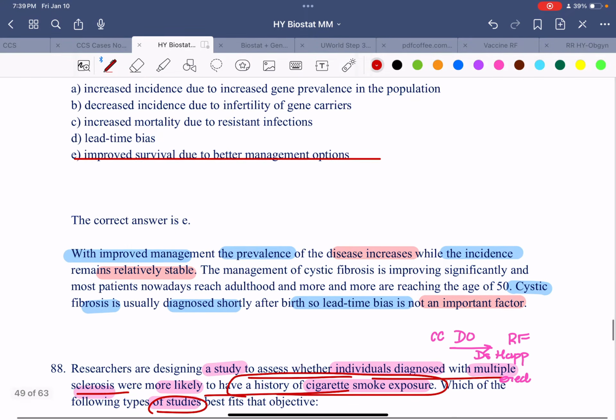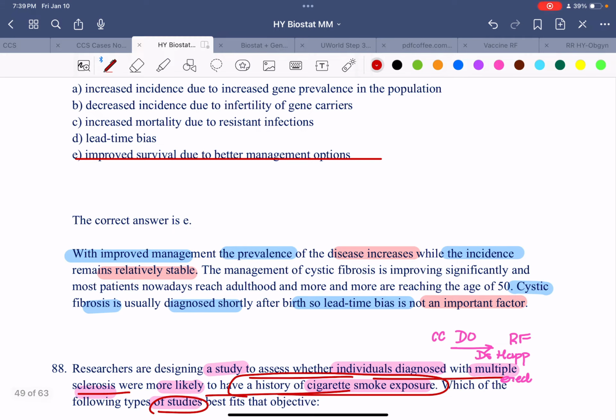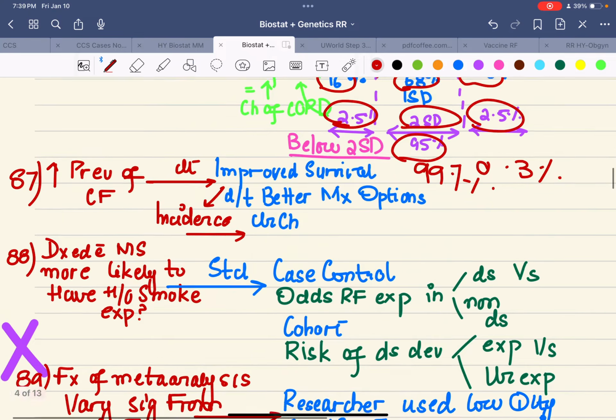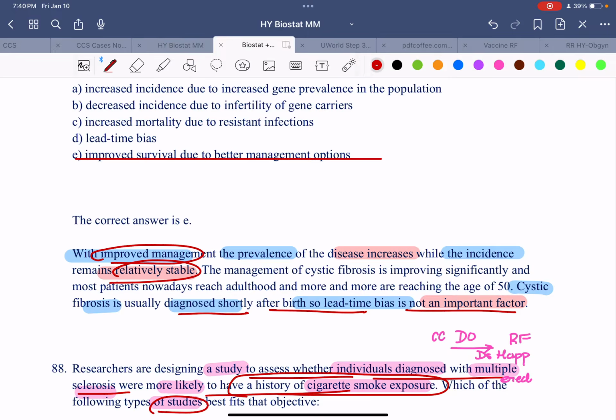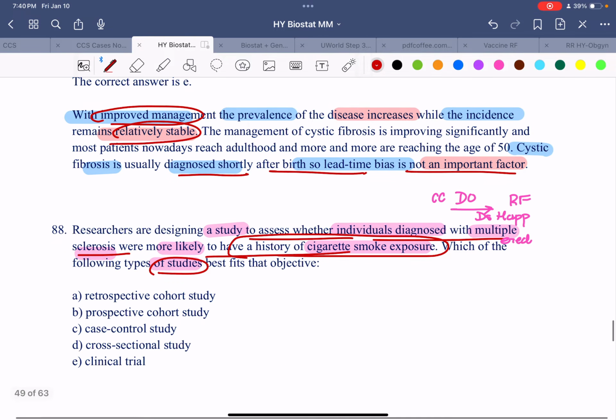You know that cystic fibrosis is a chronic disease, and in recent years there are more treatment options. So the reason for the increase in prevalence is that management is improving, but the incidence is remaining stable, right? We are not doing anything to prevent the disease or modify any factor that prevents the disease from happening, but better management options are making sure that more people are living, therefore the prevalence is increasing, right? And for cystic fibrosis diagnosed shortly after birth, time bias is not an important factor. So increased prevalence of cystic fibrosis is due to improved survival due to better management options, and the incidence is unchanged. Then, question 88.